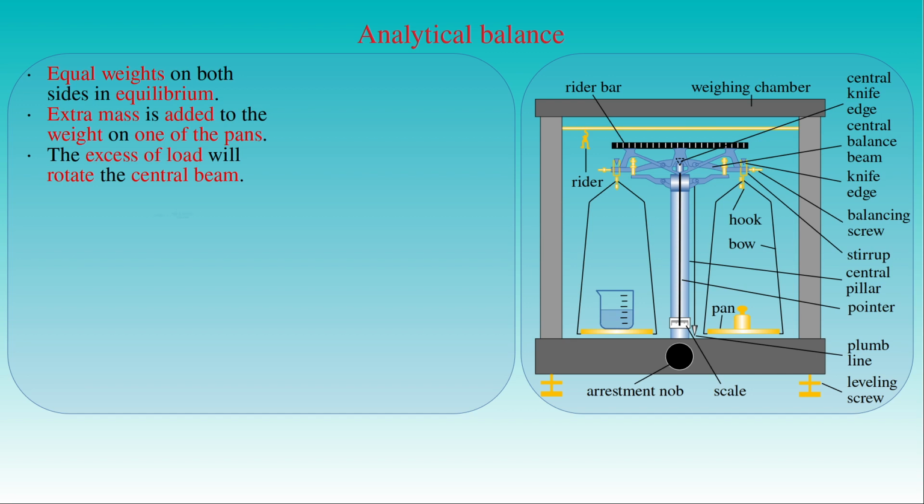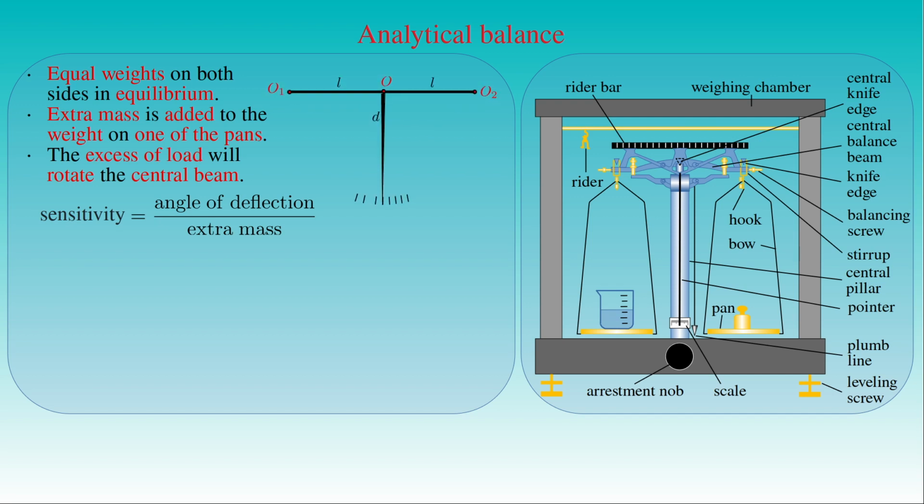The sensitivity of the balance can be described by the ratio of the angle of deflection of the pointer to the extra mass placed on the pan, or the ratio of the displacement of the pointer over the scale to the extra mass. Let us suppose that the axes of rotation determined by the positions of the 3 knife edges lie in a plane, that is, the points of rotation O1, O and O2 lie on the same line, and the 2 arms of the balance have the same length L.